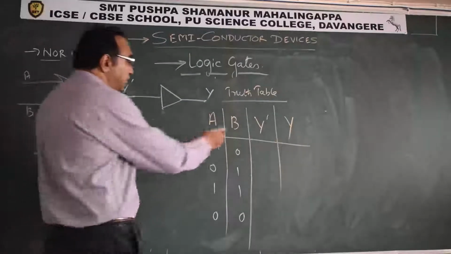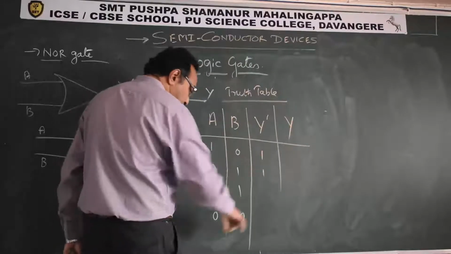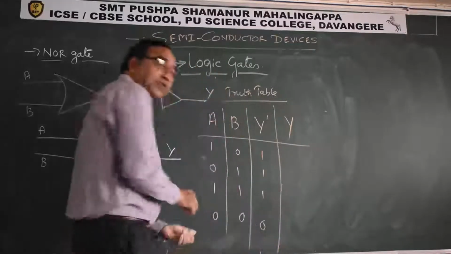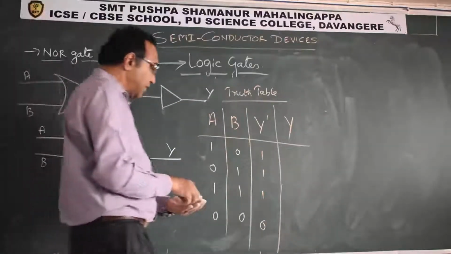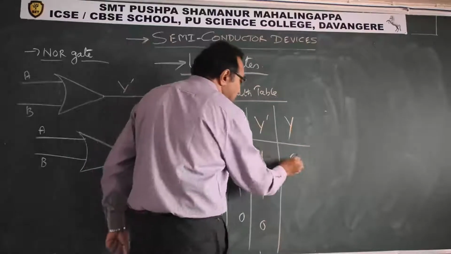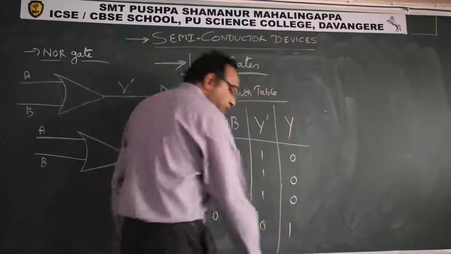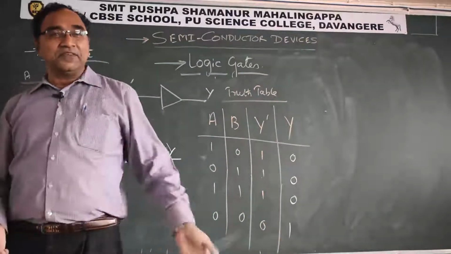Now work it out. It's an OR gate. 1 0 will give 1, 0 1 will give 1, 1 1 will give 1, 0 0 will give 0. Right? This is the output of an OR gate. Now negate it, because the NOT gate is there. Negating gives 0, 0, 0, and 0 0 will give 1. See, as simple as that. See, who says that this is difficult?